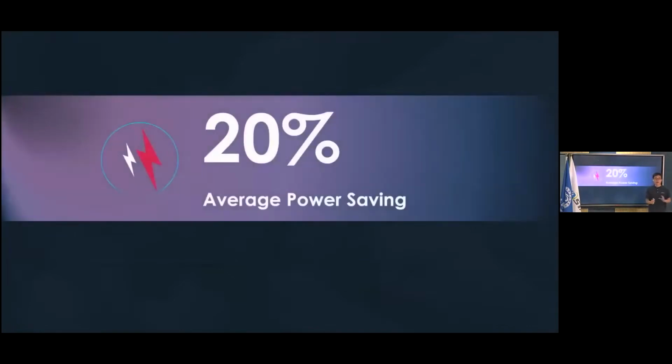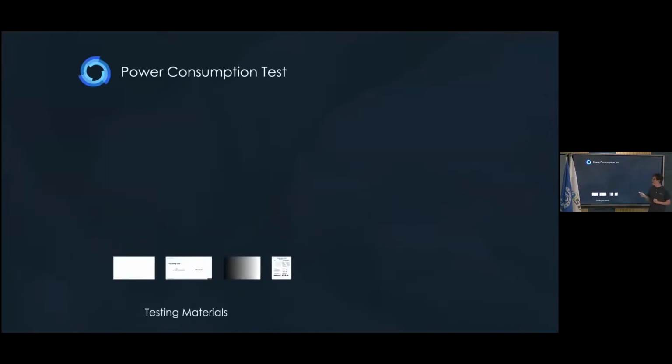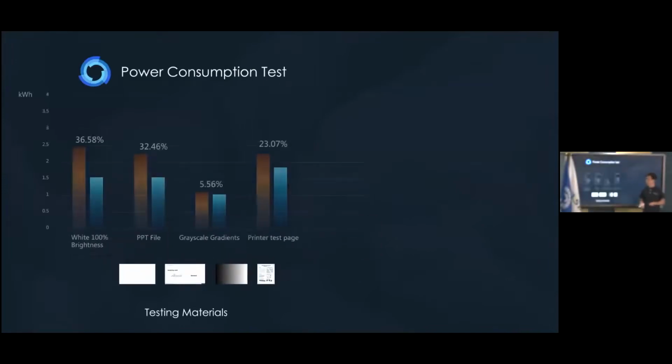Besides the enhanced image quality, the dynamic booster also brings our users another value, that is power saving, around 20%. Why do we say that? That is also based on a real test in our lab. We did a test with some frequently used content: the 100% white, the per-point grayscale gradient, and also the printer test pages. Here is the result we got from the test.